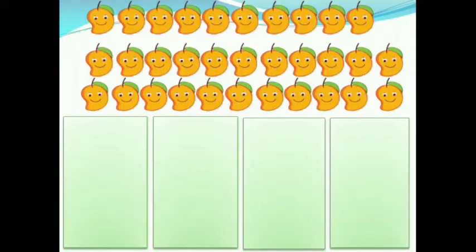Children, see this picture. 4 friends went to a mango orchard and plucked 32 mangoes. These mangoes were shared equally among them. How many mangoes will each one get? Now we will divide the mangoes equally among the friends.